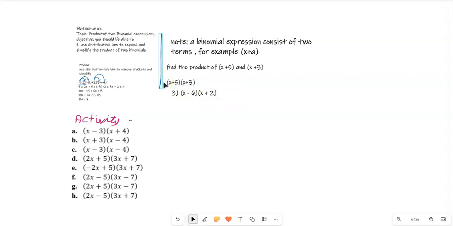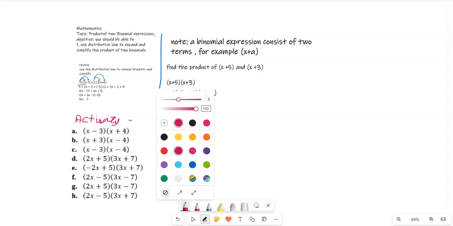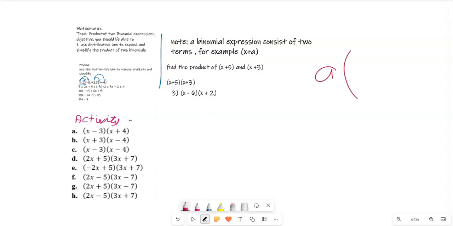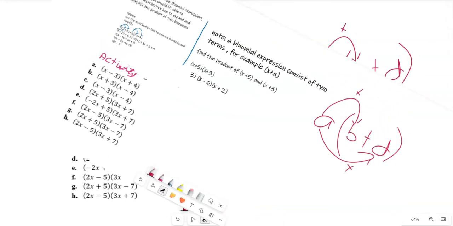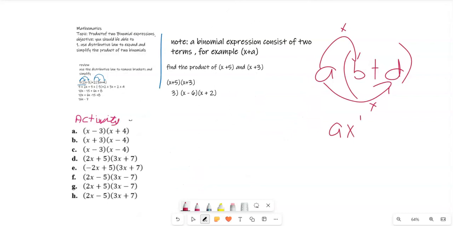So the distributive law says that if you have a product looking like this, it means you can remove the bracket by multiplying each term in the bracket by the term outside, or the factor outside. So for this one we would have a times b plus a times d, and then we would simplify this to be ab plus ad.